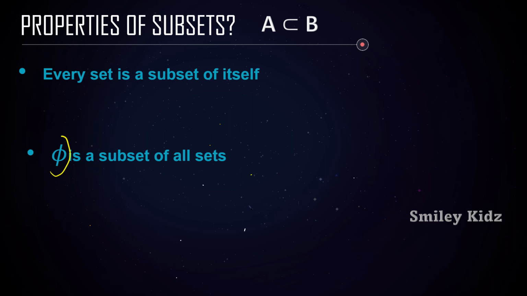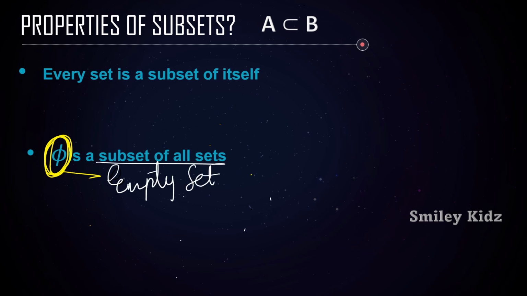What is phi over here, everyone? This is the empty set. Oh my goodness, this is the empty set. It is a subset of all sets, isn't it? We have seen previously in the types of sets that the empty set would be a subset of all the sets.